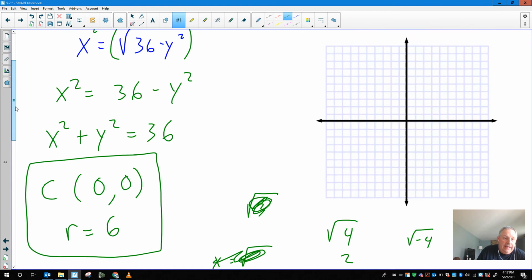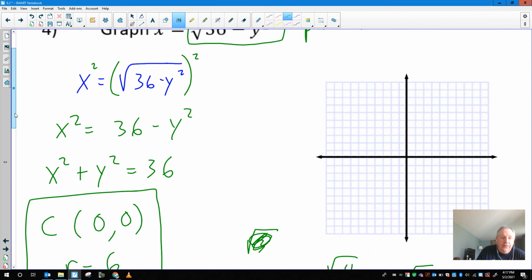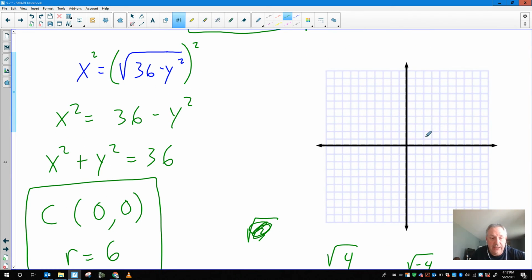So way back in the beginning, the original problem, this will only give me positive or 0. There's no way to get a negative. So what this is going to look like, my radius is 6, so I'll go over 1, 2, 3, 4, 5, 6. I'll go left 6, and I'll go up 6. But there's no way to get any points down here.